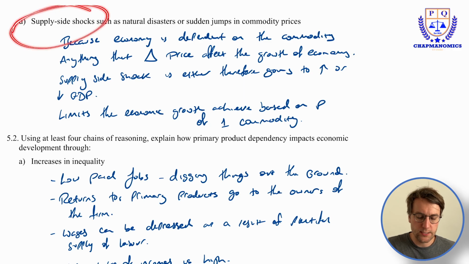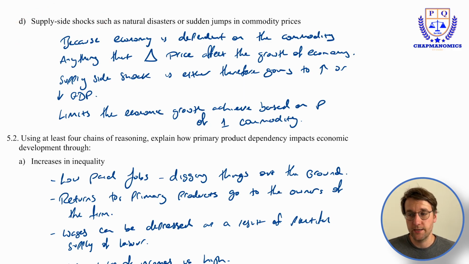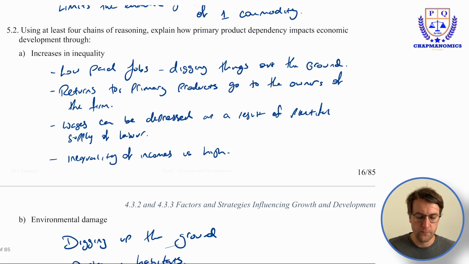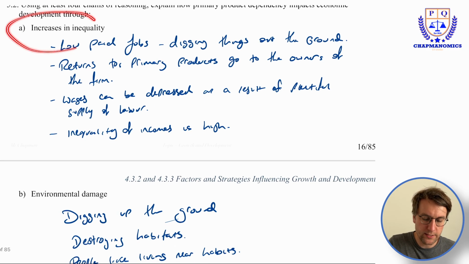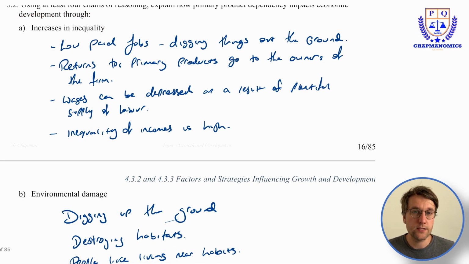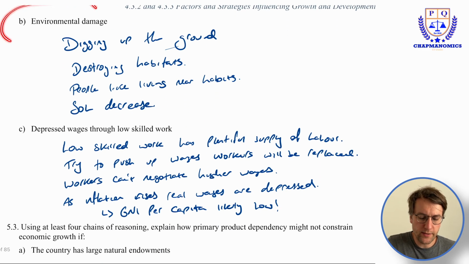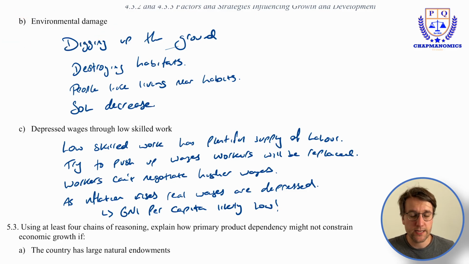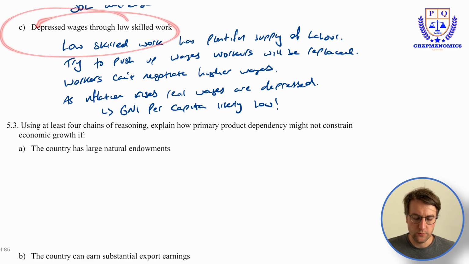And then finally, we've got these supply side shocks, where if you have a supply side shock like a natural disaster, big flood, or hurricane that destroys your mine, then you are going to be outputting immediately a lot less, and that's going to have a really big impact, a really big constraint on your economic growth. In terms of your economic development, we've got these increases in inequality because those that own the mines, those that own the land, end up receiving most of the benefits because you can push wages down, depress wages, because it's generally speaking low skilled work here. There's also environmental damage. People don't like living near that, so therefore your standard of living falls if you don't have those nice habitats to live near. And you get depressed wages through low skilled work as well.